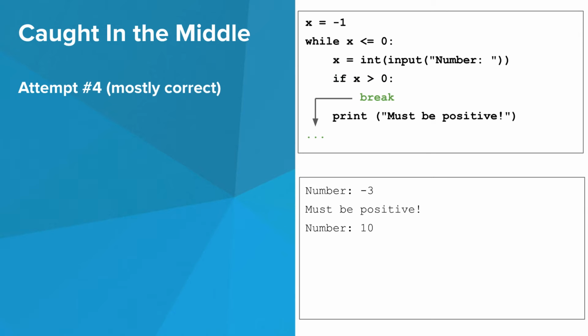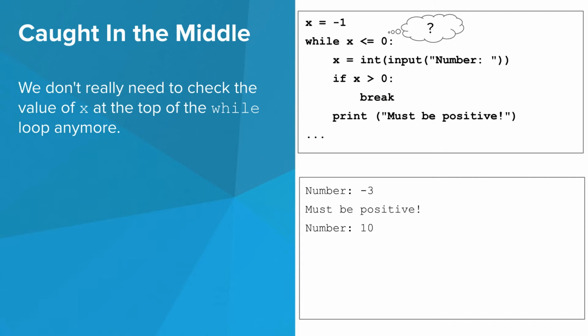When the interpreter is in a loop and hits a break statement, it immediately skips to whatever is after the loop. This happens regardless of what the condition is at the top. Note that the condition in the if statement is not the same as the condition in the while loop. This is fine. We don't really need to check the value of x at the top of the while loop anymore. x is not going to change between the if statement and the next time the top of the loop is reached.